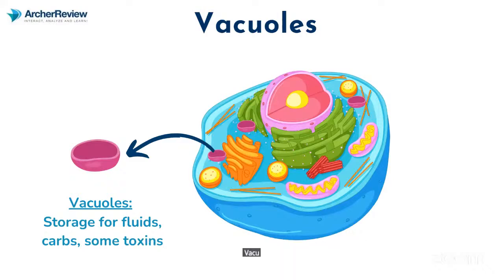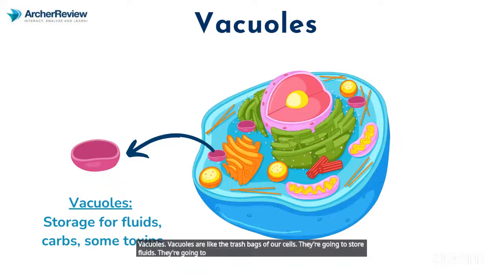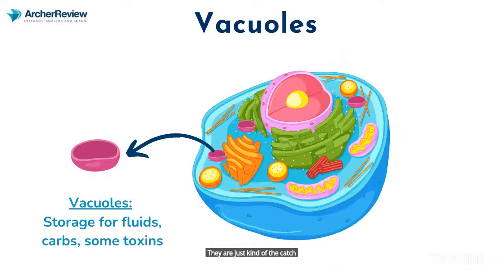Vacuoles. Vacuoles are like the trash bags of our cells. They're going to store fluids. They're going to store some toxins. They'll store some carbs. They are just kind of the catch-all. They're going to store a lot of those different things.